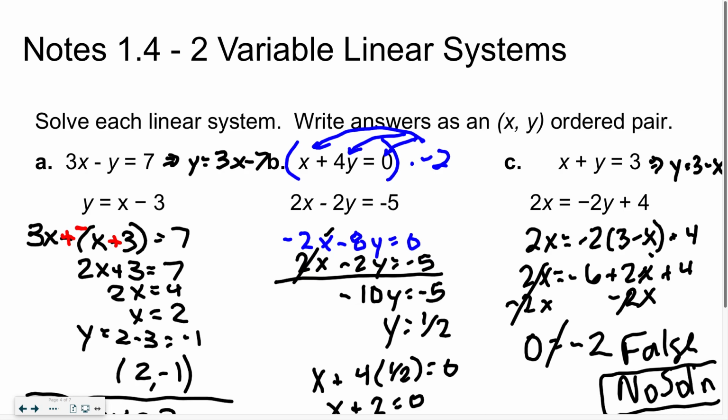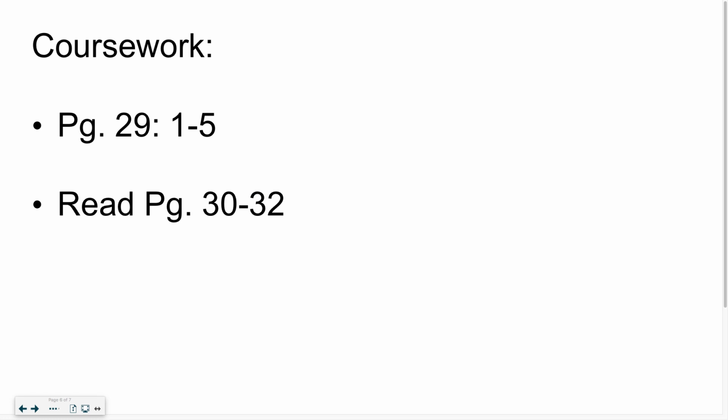Okay, before you leave, let me just say one quick thing about your homework assignment. It's page 29, numbers 1 through 5. This is a little bit different than your previous homework assignments. It's the exploration before section 1.4. So it's not going to look like regular practice problems. Start at the top, read the directions, and answer 1 through 5. I put read pages 30 to 32. If you get stuck on 4 and 5 and you have no idea what you would do with 3 variables, then you can read ahead in section 1.4. That's what we're going to talk about tomorrow.